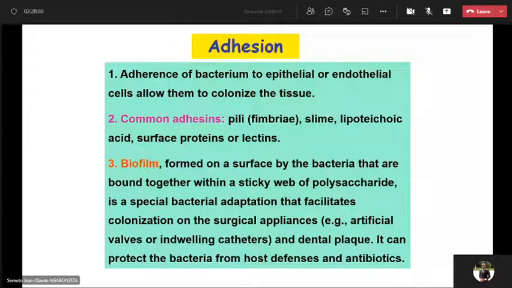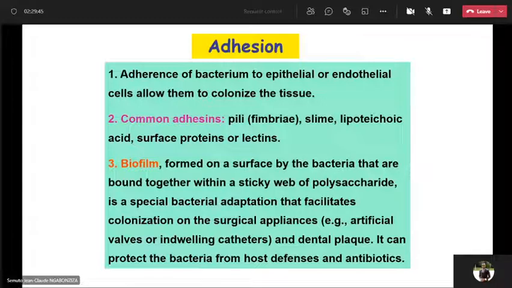So adhesion, as we said, the bacteria have to adhere on epithelial, endothelial cells to allow them to colonize the tissue. There is common adhesin, which is mostly fimbriae or on the outside structure, lipoteichoic acid, as we have seen, surface protein or lectin. Those are common adhesins. And we have biofilm, a sticky web of polysaccharide that regroups all bacteria together in the same environment. This facilitates the bacteria to colonize the area for longer. This is mostly created on surgical appliances like artificial valves or catheters, sometimes on dental plaque.